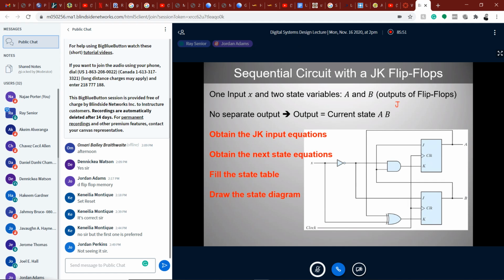So for A, the J input is B. That's what they said. And the K input would be not X B. That's it. What about the other one? How about for B? What is the J input for the B state variable? X. Yes, sir. Fine. And what about the K? X or A. All right, fine.